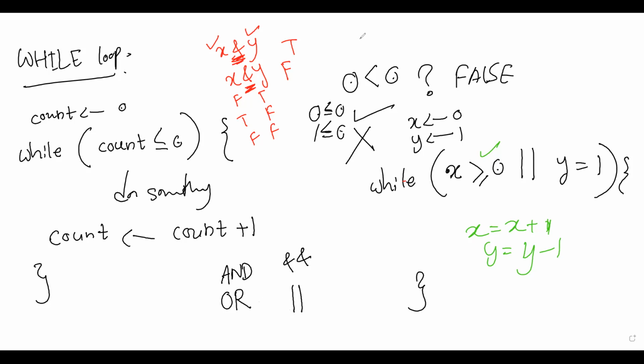I'll tell you that now. NOT is again an operator, right? It is basically the exclamation mark. If you want to check a condition, say x is equal to zero, if this happens, go inside the loop. Or you can say x is not equal to zero, go inside the loop. So this is the AND operator, double ampersand. This is the OR operator, two vertical lines. And this is the NOT operator, exclamation mark.